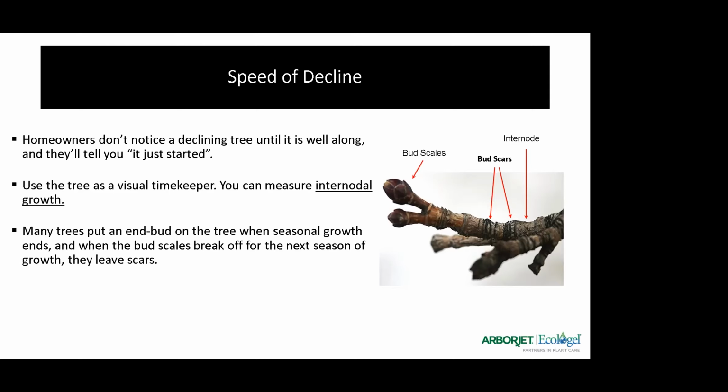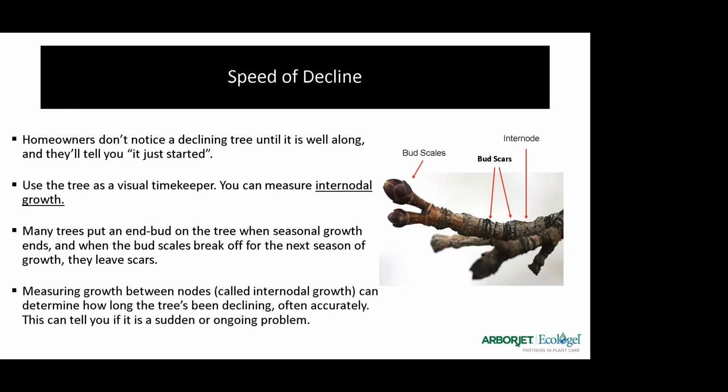On those trees that I described for you where the pipe was run past the root system, I went back 10 years and I said, something happened 10 years ago. This tree's been declining for 10 years. And that's when the customer remembered that they put a gas line in about a decade ago. Measuring that growth can determine how long the tree's been declining, often quite accurately. And this can tell you, do I have a sudden onset problem that might be something unique, an urgent matter, or is this something that's been ongoing for a very long time?